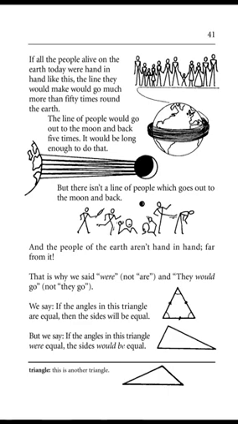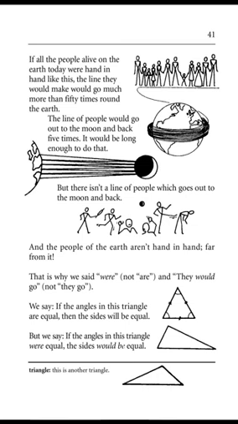Page 41. If all the people alive on the earth today were hand in hand like this, the line they would make would go much more than 50 times round the earth. The line of people would go out to the moon and back 5 times. It would be long enough to do that. But there isn't a line of people which goes out to the moon and back. And the people of the earth aren't hand in hand. Far from it. That is why we said were, not are, and they would go, not they go.